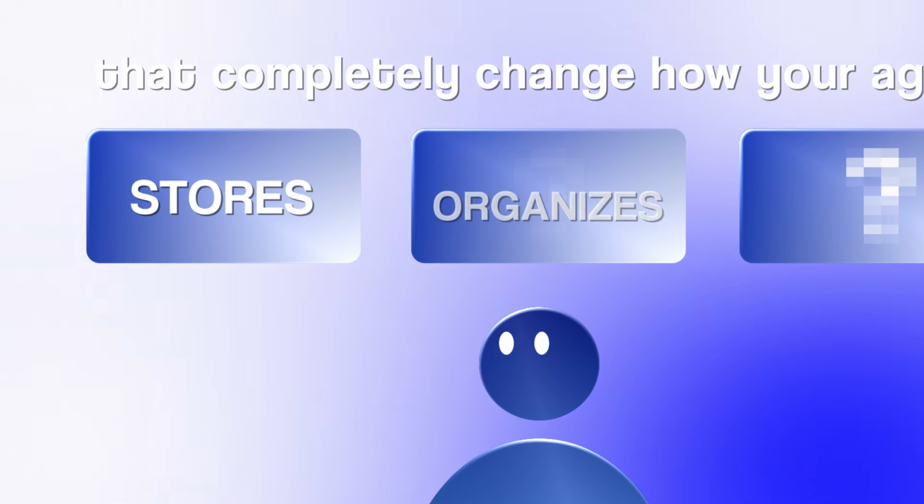Most people think OpenClaw's memory gets smarter on its own and that it will keep improving over time, but it won't, at least not the way you think. 3 updates just dropped that completely change how your agent stores, organizes, and recalls information, and most users have no idea any of this exists.